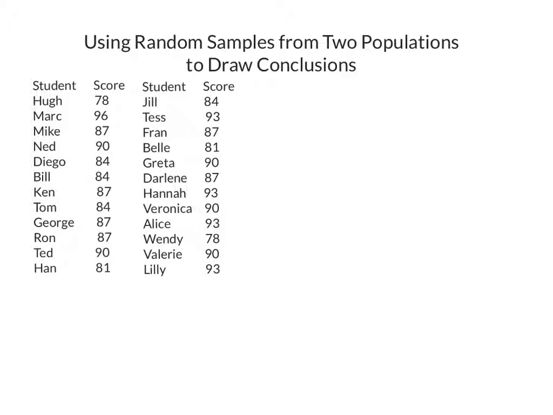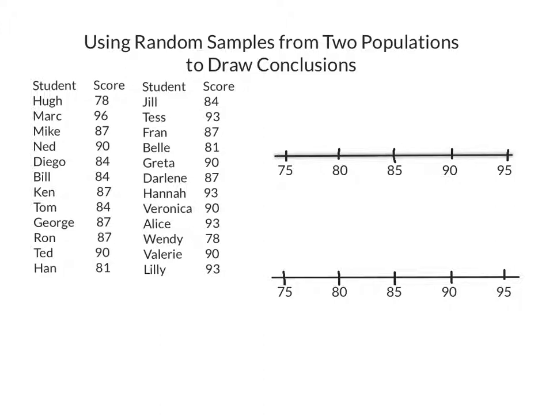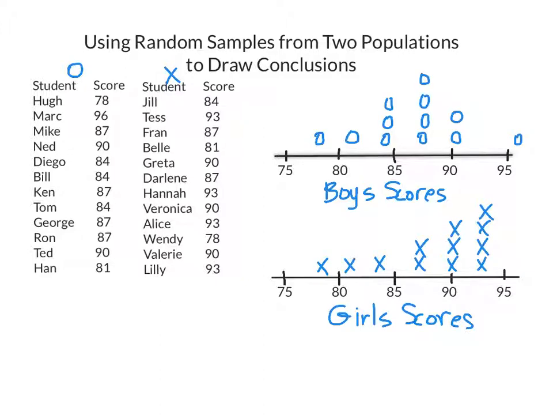So let's start with a dot plot. The boys will be O's and the girls will be X's. I know that this book likes you to put them on the same number line, but it makes it kind of difficult to really see the shape. So I'm going to put it on a stacked number line, right above and below, so we can see how they compare while still having them on two separate lines. So we can see there's a difference.